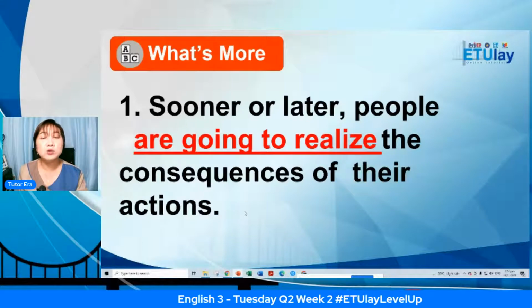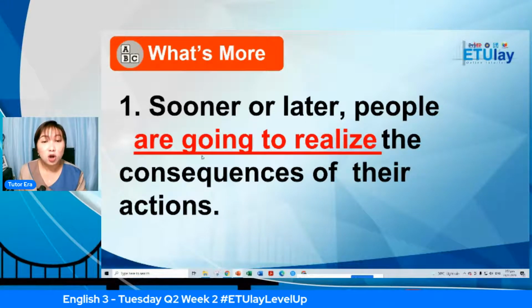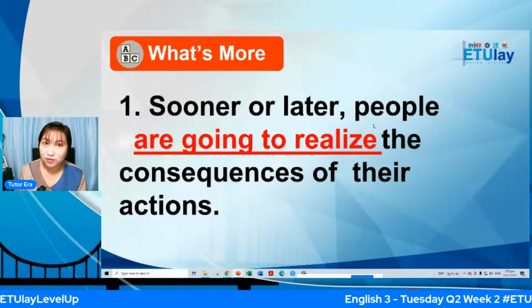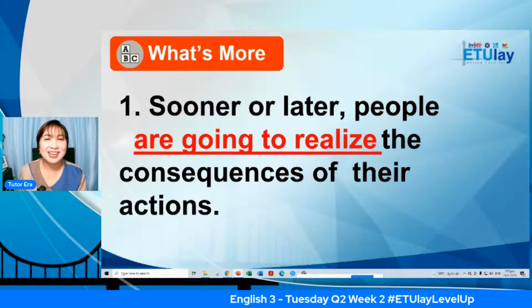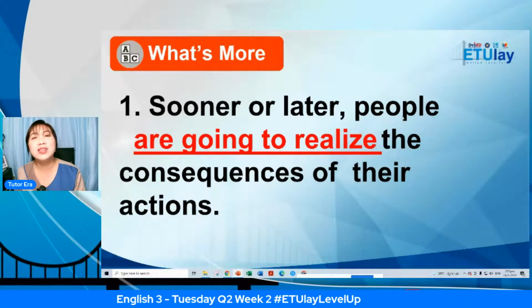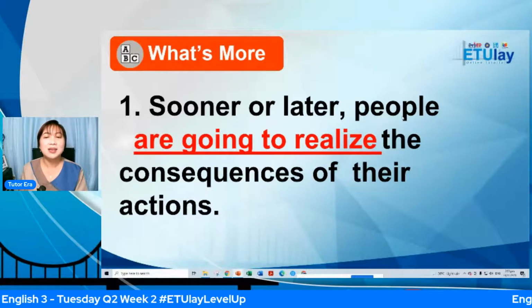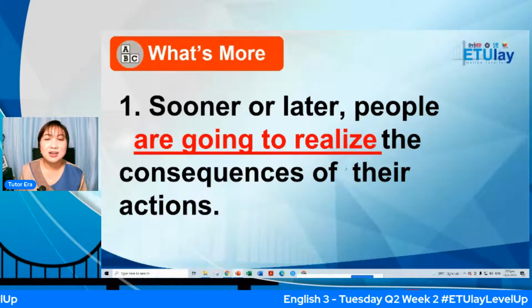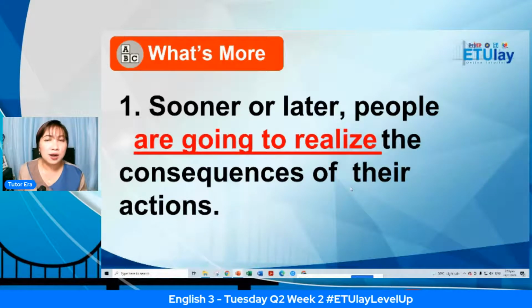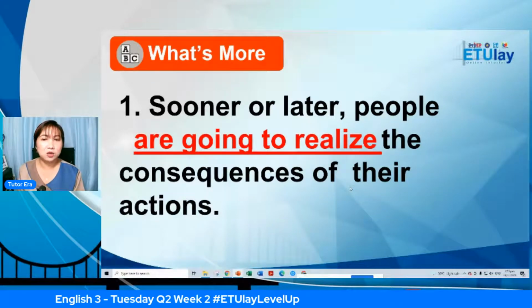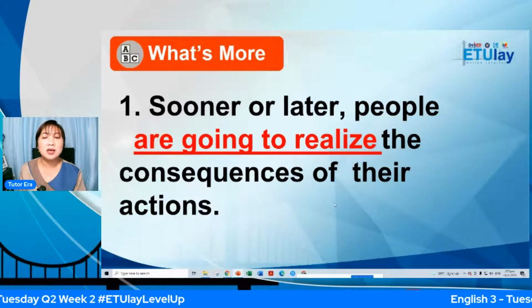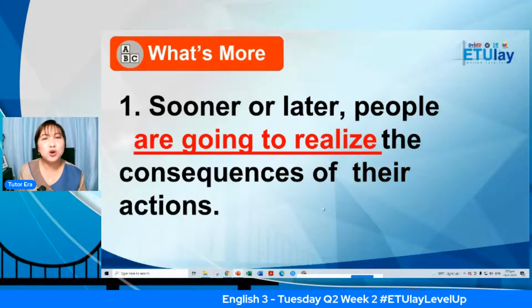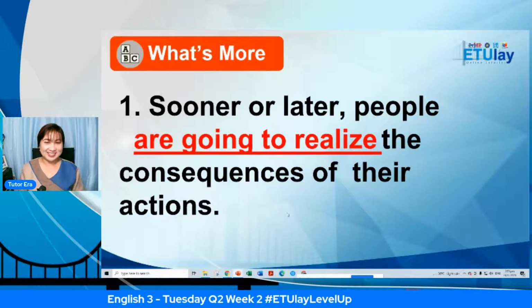Tutor Ira, why did we use are, not is or am? Going back here, our subject is people, and people is in plural form. Therefore, the verb we used is are, to agree with the subject. People are going to realize the consequences of their action. Thank you, Kensley, for your answer. So do not forget, we can say sooner or later, people will realize or people are going to realize the consequences of their actions. These two are both correct in showing the simple future tense of the verb.